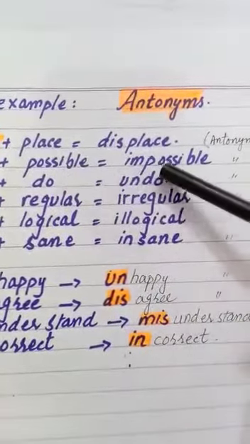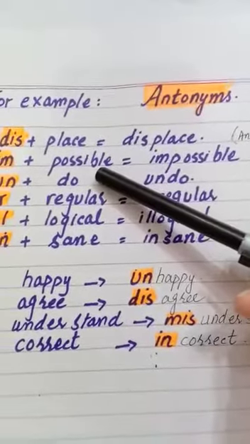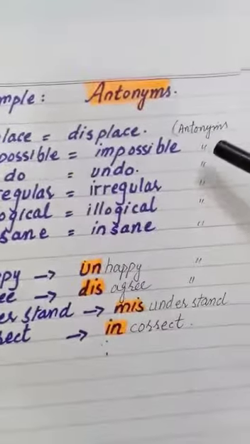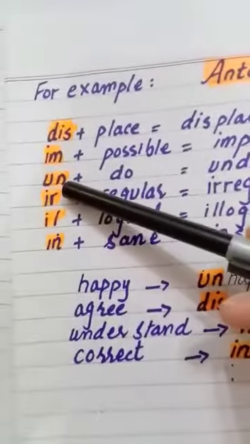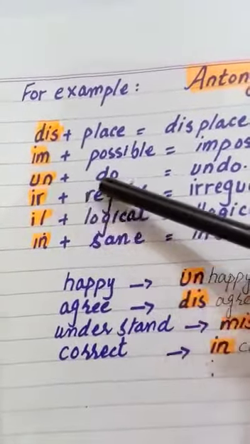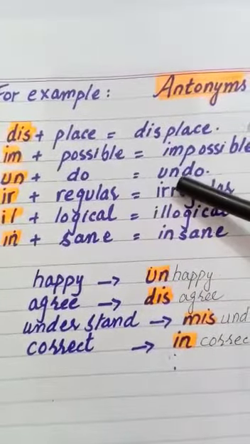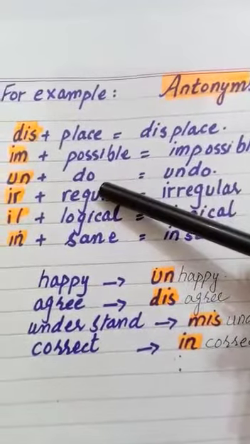So possible and impossible. Impossible is the antonym of possible. Antonym means opposite. Un and do. Do is a word. When we put this prefix with this word, it becomes undo. So do and undo. Undo is the opposite or antonym of do.